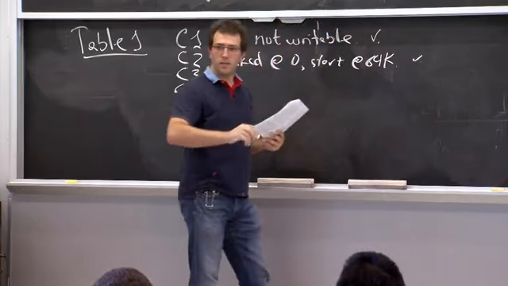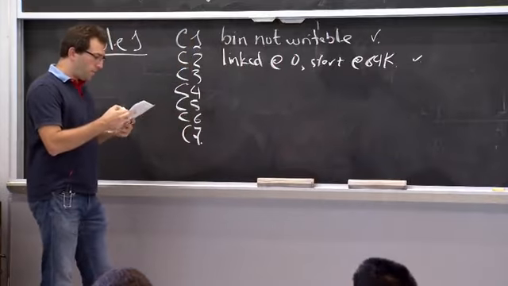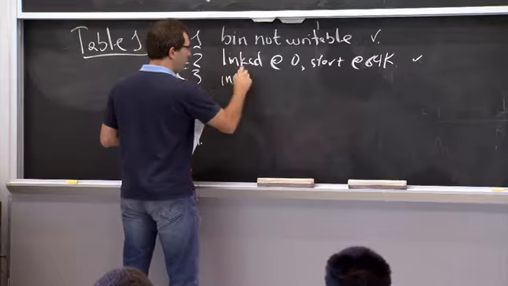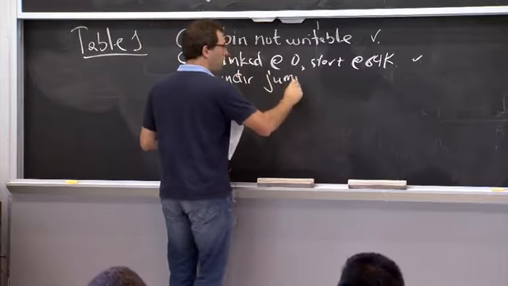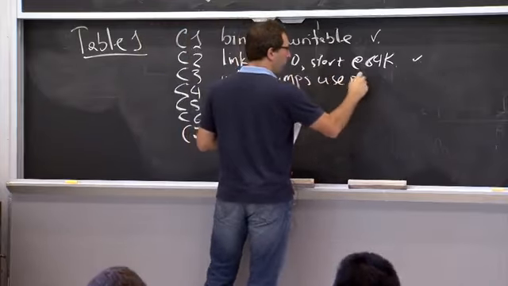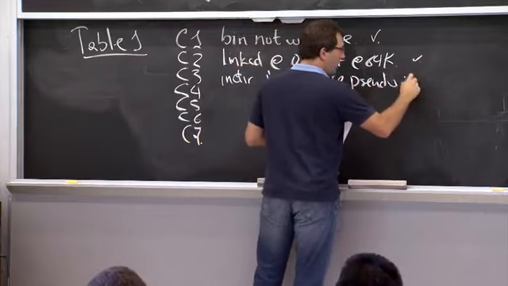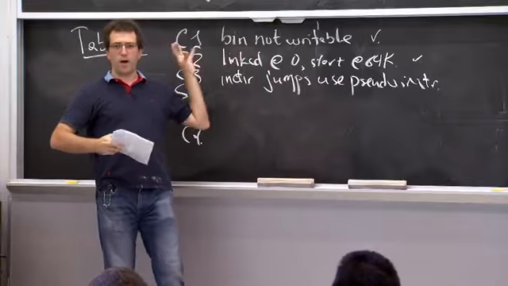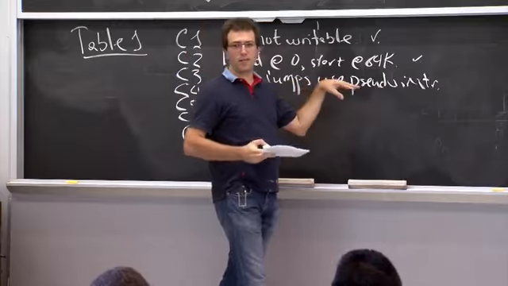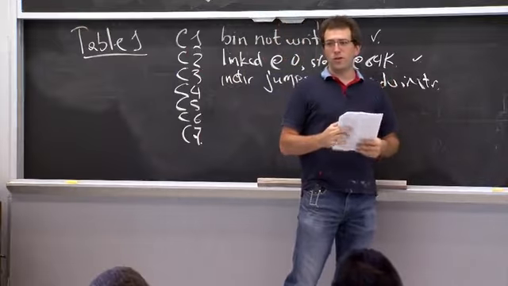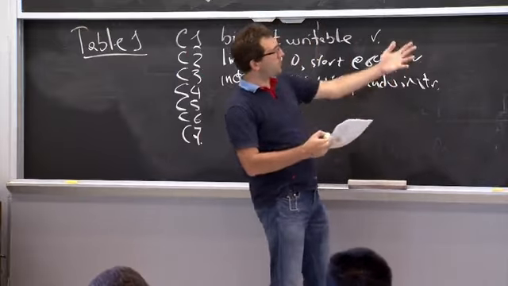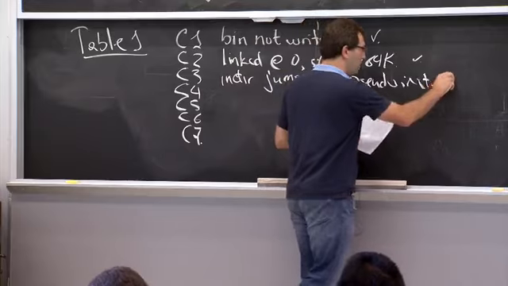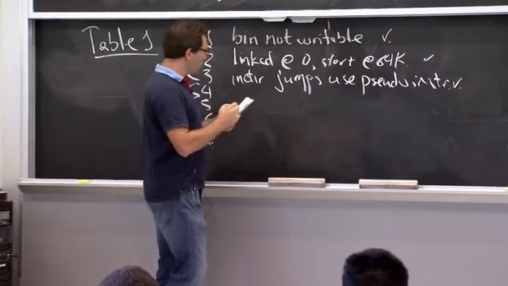Make sense? All right, so the third requirement is that their indirect jumps use the pseudo instruction. The pseudo instruction is this thing above. We just talked about why it needs to ensure this, so that you don't jump to the middle of some instruction or somehow invoke syscall, et cetera. Make sense? All right.